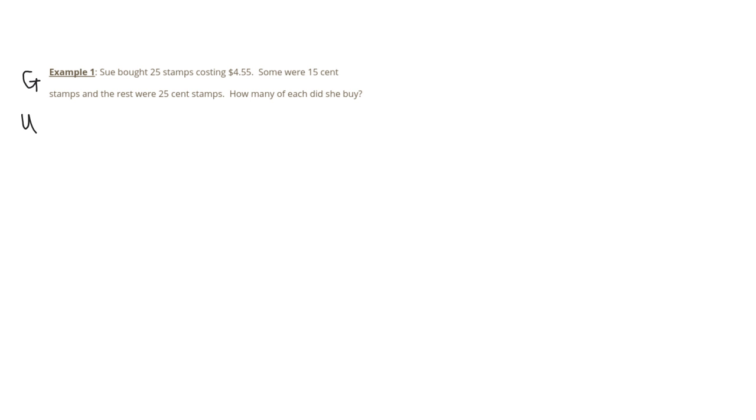Our unknown information, right? The question says, how many of each did she buy? So there's two different unknowns. This is continuing to work with systems, so we should be working with two variables. So we can say X is equal to the number of 15-cent stamps, whereas Y is equal to the number of 25-cent stamps.